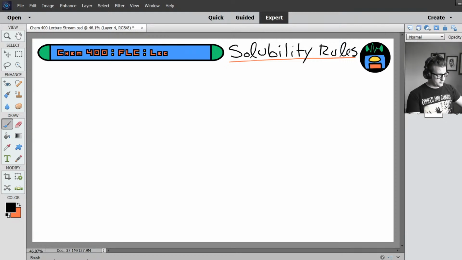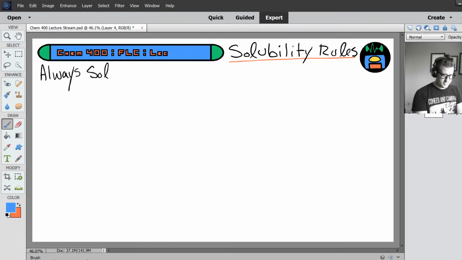I'm going to give you 4 categories of ions. Always soluble, usually soluble, so that is soluble with some exceptions, usually insoluble, which is going to be insoluble with some exceptions, and then always insoluble. All right. So these are the 4 categories to look at. First, always soluble.